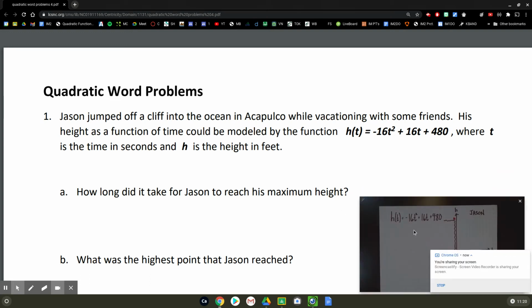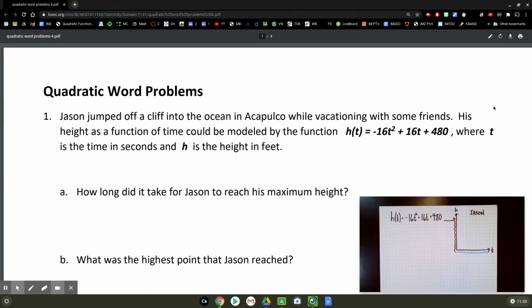Just as an example of how to solve quadratic word problems with projectiles, let's jump right into the problem. Jason jumped off a cliff into the ocean in Acapulco while vacationing with some friends. His height as a function of time could be modeled by the function h of t equals negative 16t squared plus 16t plus 480, where t is the time in seconds and h is the height in feet.